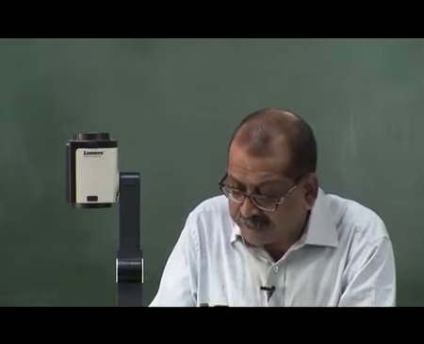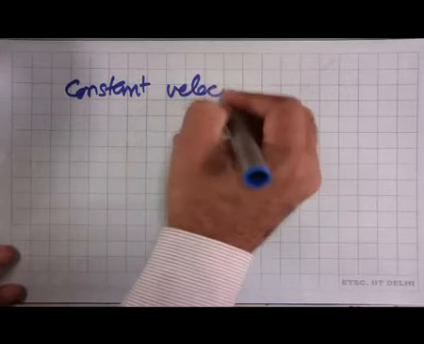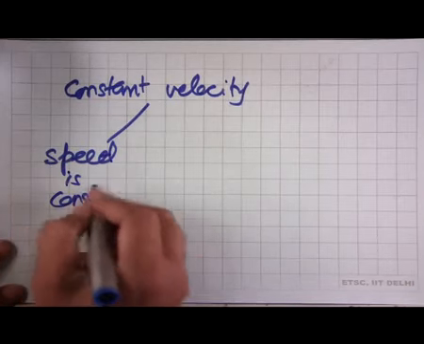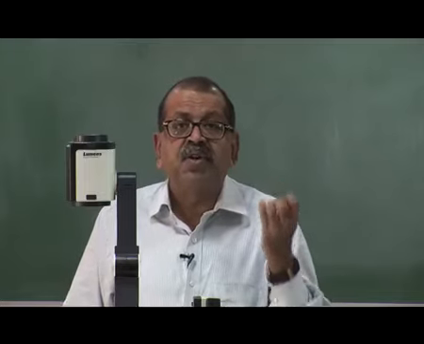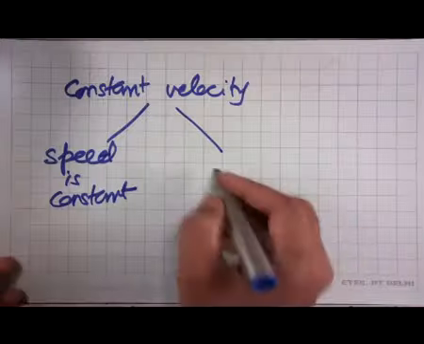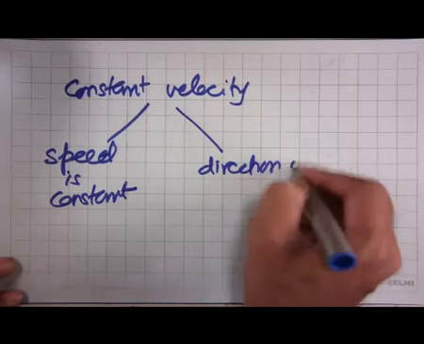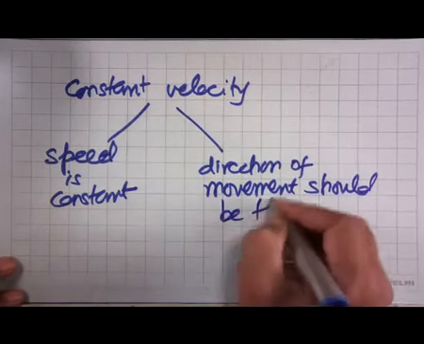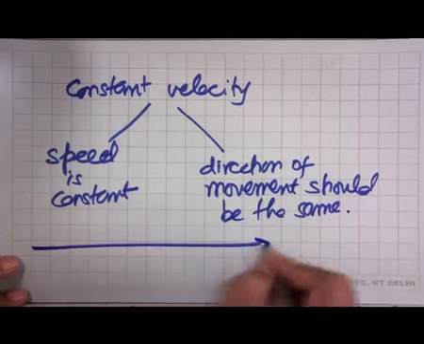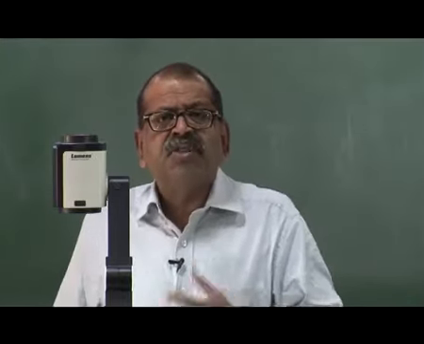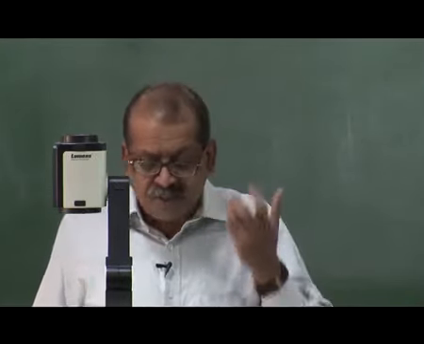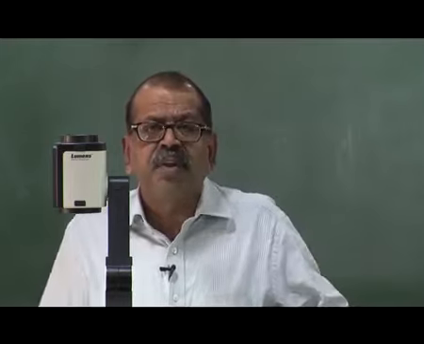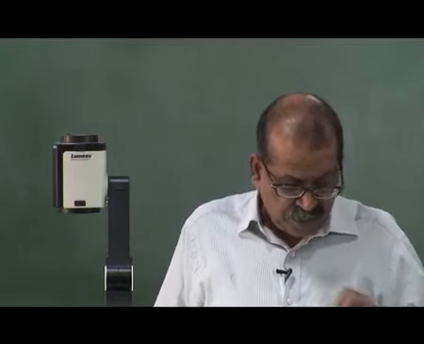So, constant velocity implies that there are two things. The first thing is the speed is constant, that means the frame should not be accelerating, and the second thing is that the direction of movement should be the same. That means the reference frame should move in a straight line at constant speed. If that is so, then the frame will be an inertial frame. Let us first give an example and then we will talk of inertial frames before we move to Newton's second law.